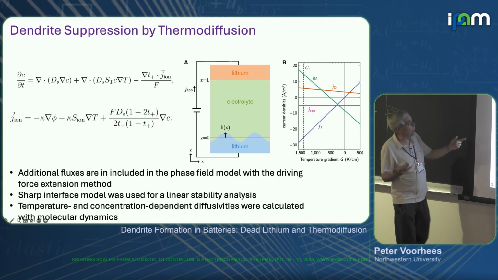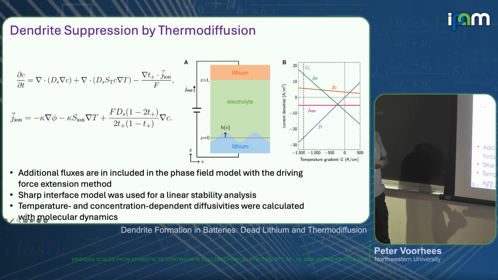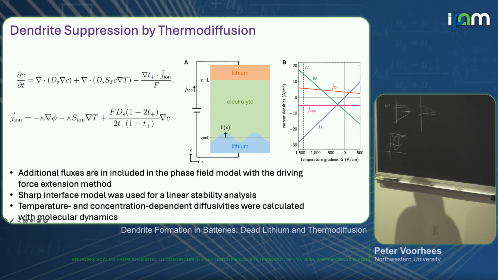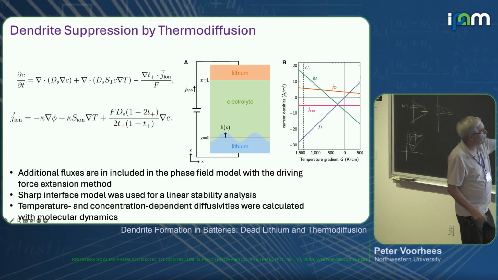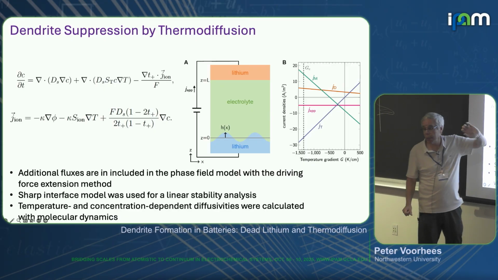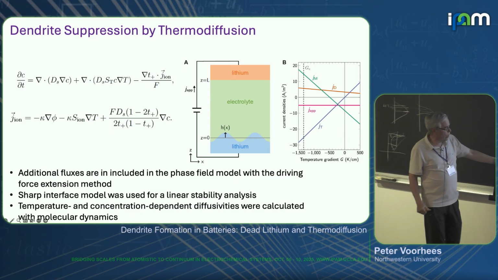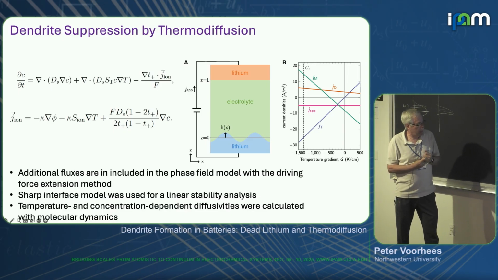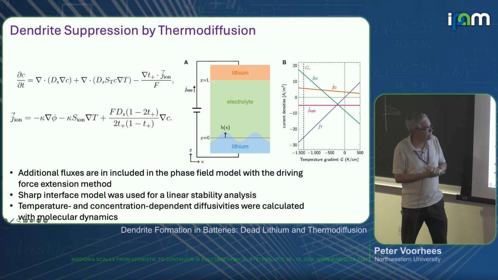And where do we get these things? Where do we get the Soré coefficient and ionic Seebeck coefficient? And what we've done is molecular dynamics simulations. And so this is an example of how you can use first principles calculations to provide the parameters for a phase field model. And you get a multi-scale model that way. We did a sharp interface analysis as well using linear stability theory, as I'll show you in a second.